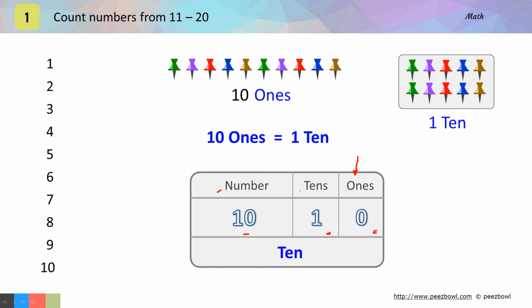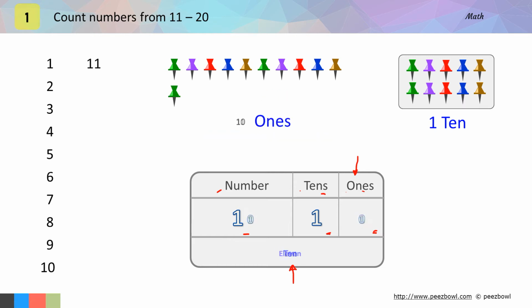Now we keep on adding more pins. See how the number of pins changes as we add more pins. Then the ones and tens value will also change. Also see how the number is written in English here. Okay, so I add one more pin. Now we have total 11 pins.